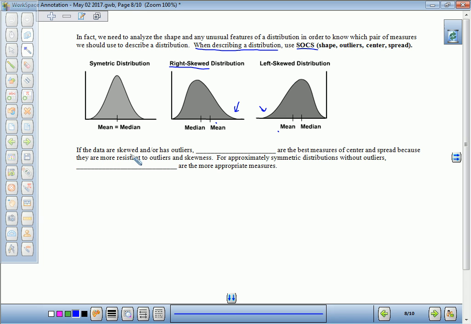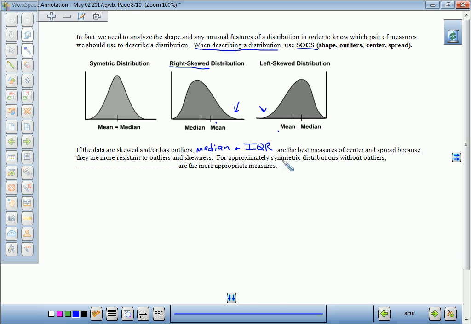When our data is skewed or it has outliers, what do we use so that the outliers don't affect? Box and whiskers. Okay, we can look at the box and whiskers and we ignore those whisker parts and we just look at the box. So we're going to go with that median, which is in the box and whiskers, and the IQR. Because the median and IQR are not affected as much by outliers.